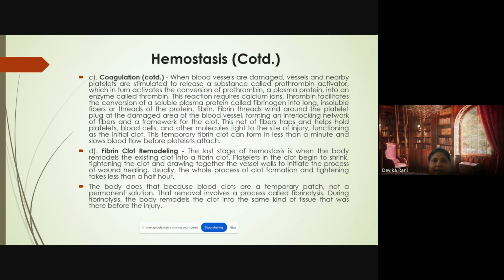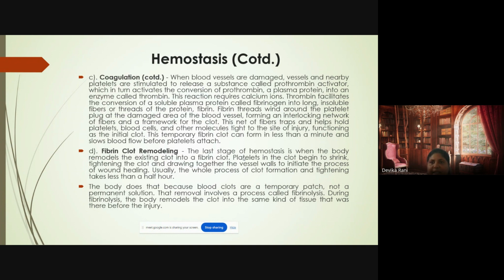Thrombin facilitates the conversion of a soluble plasma protein called fibrinogen into long insoluble fibers or threads of the protein fibrin. So from soluble, it makes it insoluble so that it cannot be pushed away, or it doesn't dissolve.